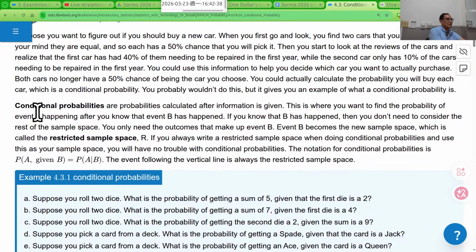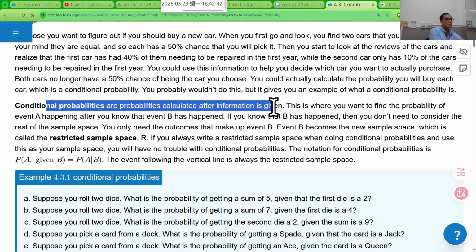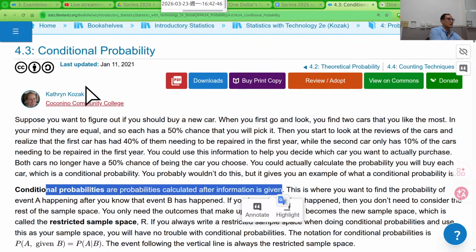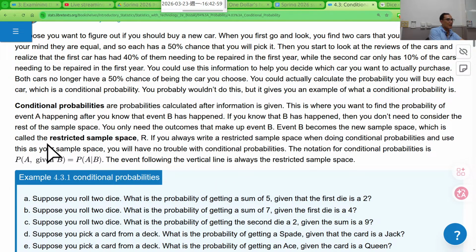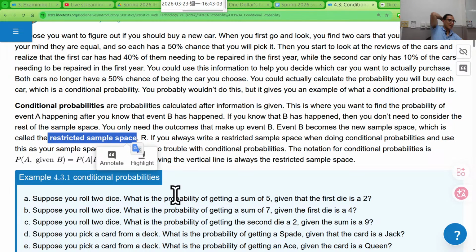Okay, and here, conditional probability is probability calculated after information is given. Again, what is the title? Conditional probability. What's the definition? That probability calculated after information is given, and sometimes it's called a restricted sample space.